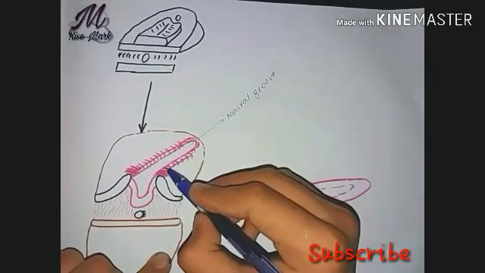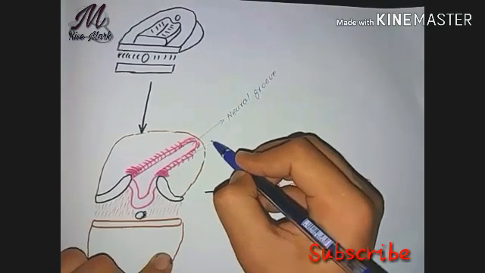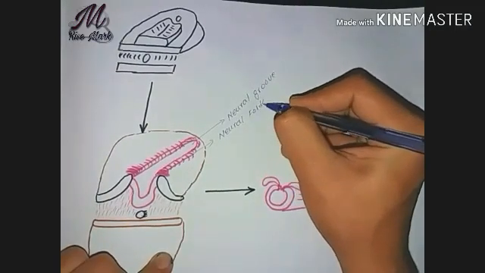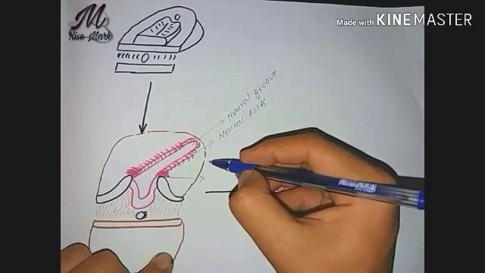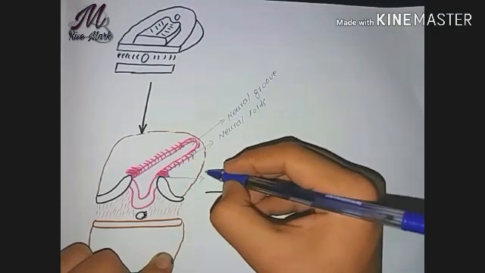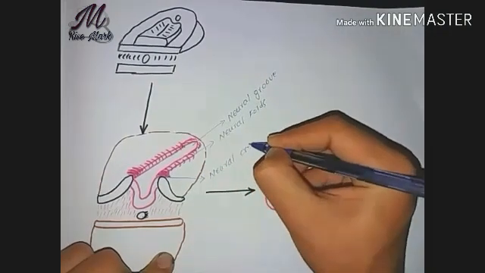After formation of the neural groove, some cells will go outwards, and it will make a fold-like structure, and these are known as neural folds. And beside these cells, some cells will completely separate from the neural groove or neural tube, and these cells are known as neural crest cells.